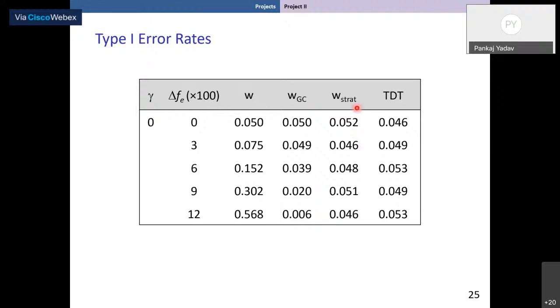And I also looked at WSTRAT, that is stratified analysis. That seems to be working very well, only slightly conservative, but still working very well. But as I said, this might have a difficulty because sometimes we don't know the affiliation of the population individuals. So we also looked at TDT, that also worked well.